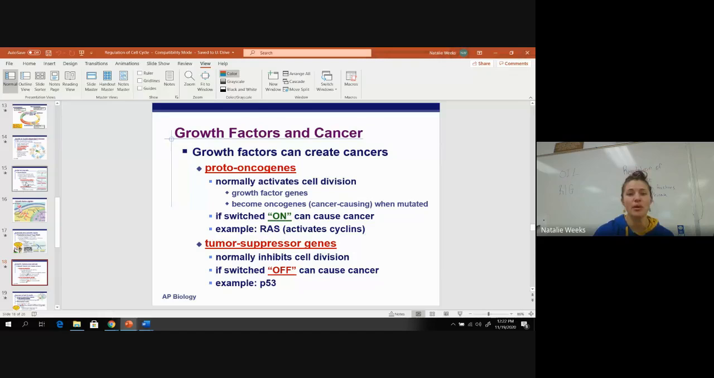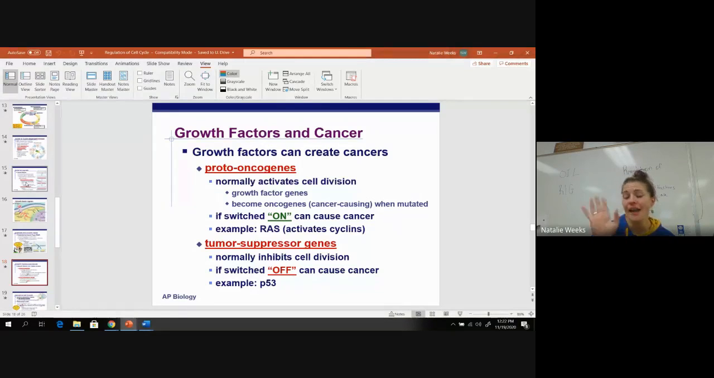However, if we have a proto-oncogene, proto like a prototype, that means first. Oncologists are cancer doctors, so onco means cancer. So the first cancer genes, these will activate cell division. When they're switched on, they can cause cancers because they ignore cell cycles.